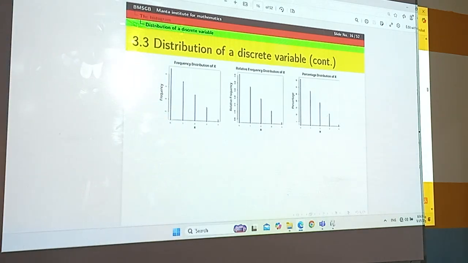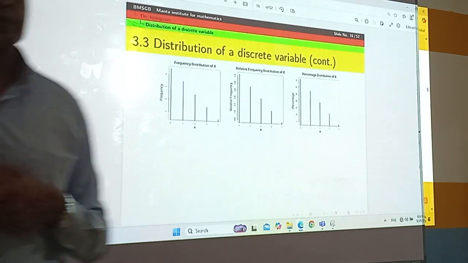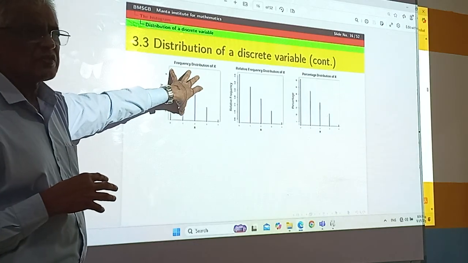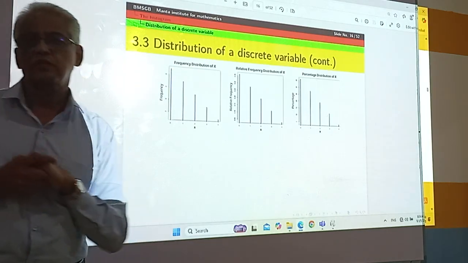But if you want to, for example, compare the distribution of height in one population with the distribution of height in another population, this is not that suitable. Frequency distribution is not that suitable. Why?